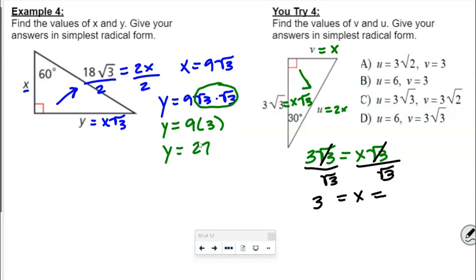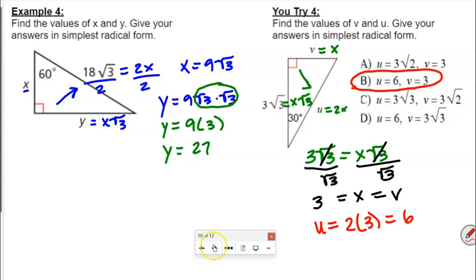So that's our v, right? Then what are we going to do with it? We're just going to multiply it by 2, right, for u. u is equal to 2 times 3. So that's equal to 6. So which answer has u 6 and v 3? That would be B up here.